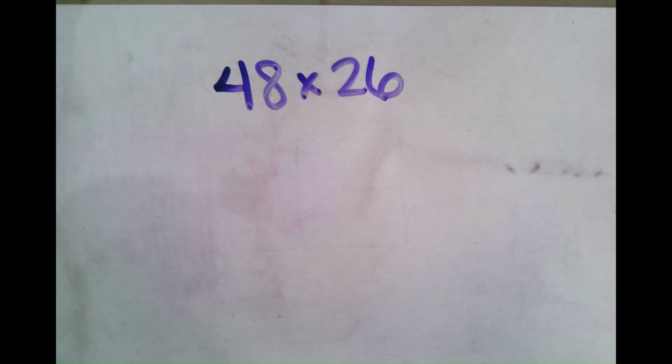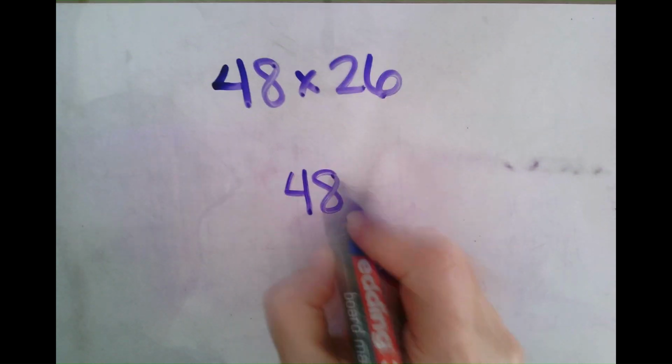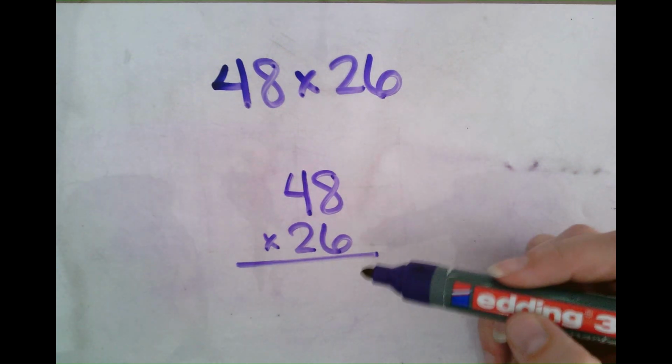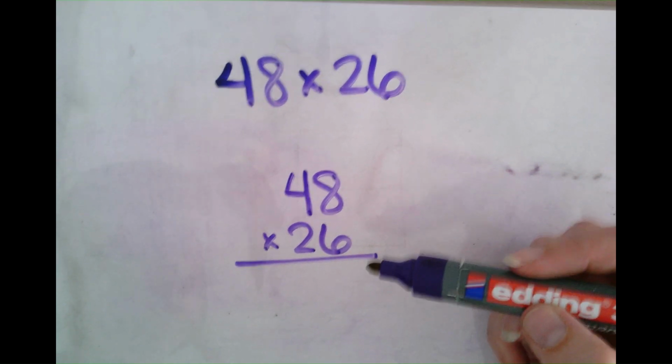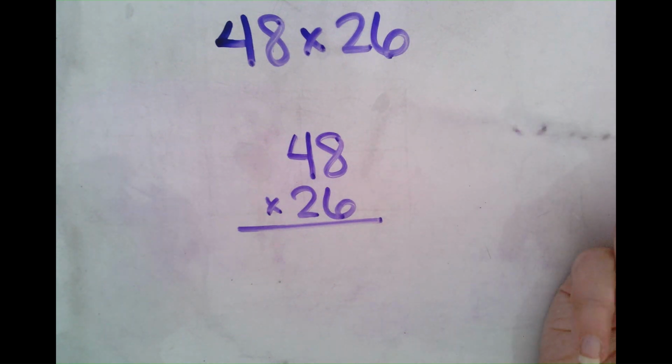Now let's try a partial products method. In this method, we stack the numbers together like in the standard algorithm. But as we're multiplying the parts, we record what it is that we're multiplying so that we can make sure that we get all of the parts of each number.